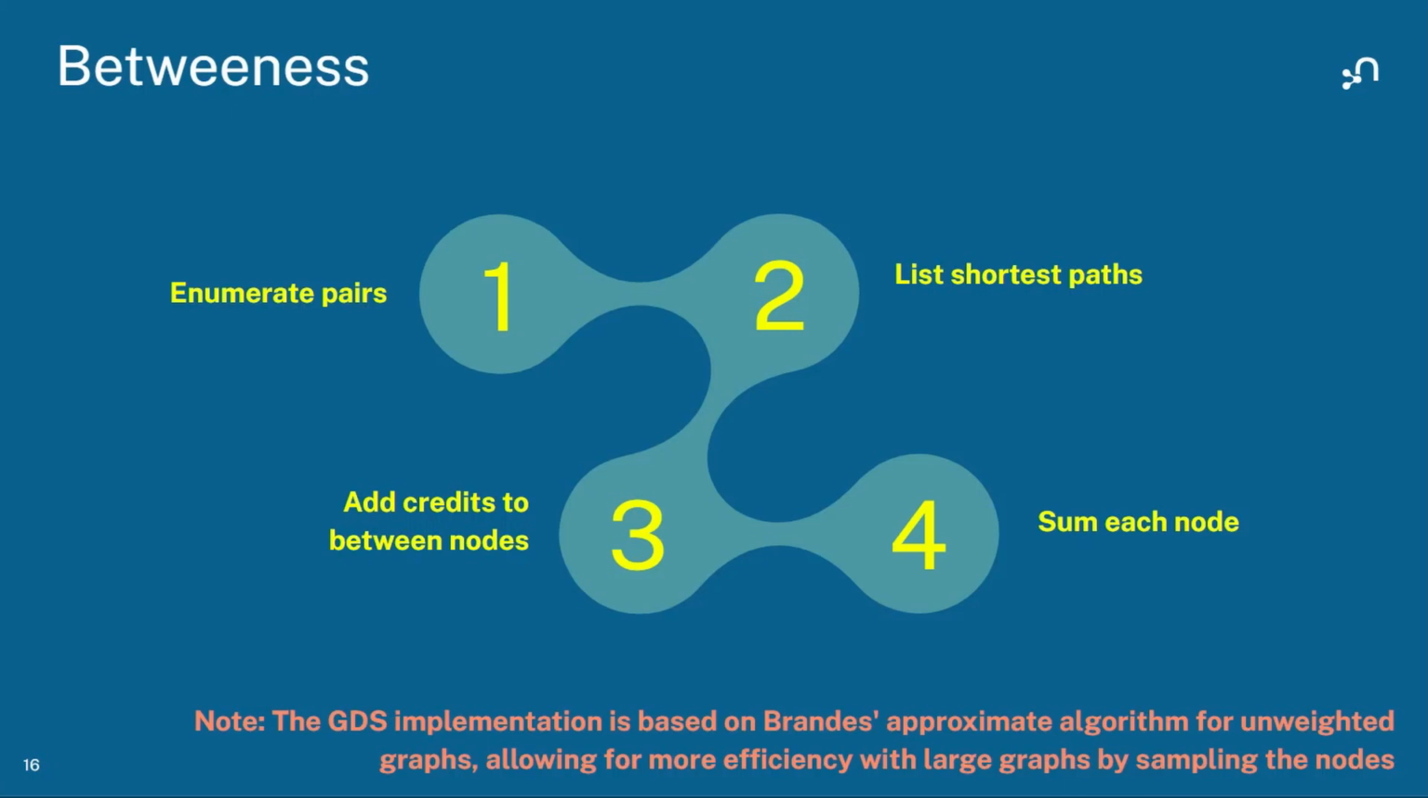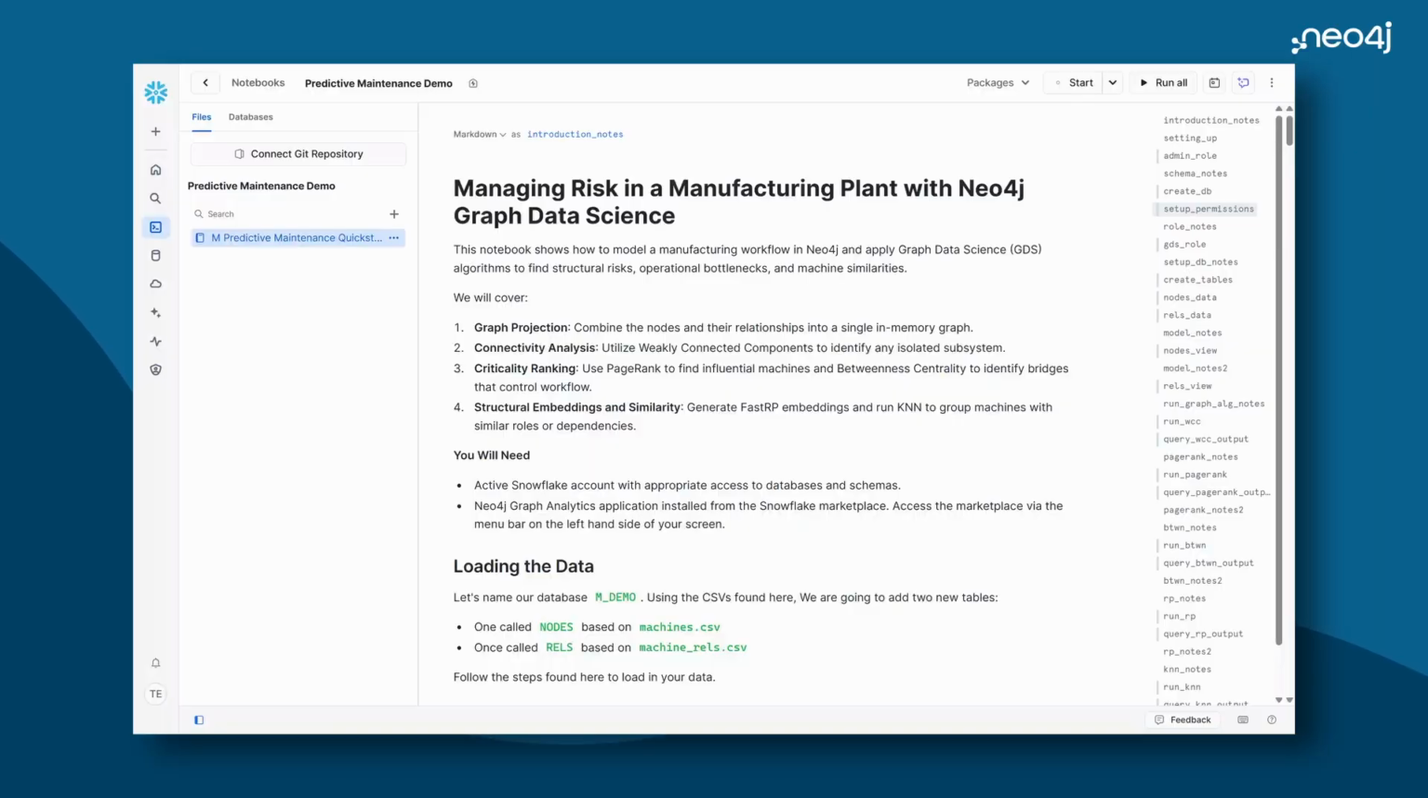So the graph analytics implementation from Neo4j is based off of Brandes' approximation theory for unweighted graphs, allowing for more efficiency with large graphs by sampling nodes and only calculating a certain percentage of them. Now that we've properly set the stage, let's walk through the notebook.